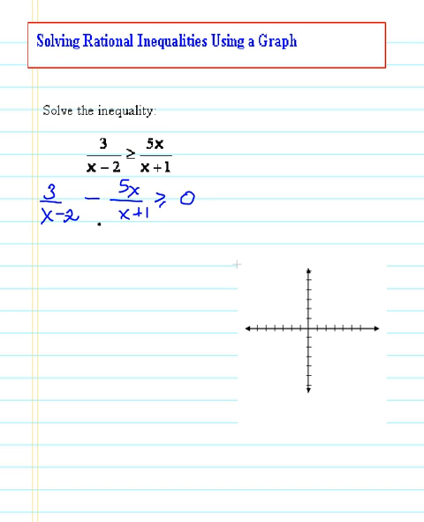Now we can do some of our thinking in advance. If we look at the denominators of these fractions, we know that x can't be 2 because that would make this function undefined, and we know that x can't be negative 1 because that would make this function undefined. So I am thinking that we're probably going to have vertical asymptotes at 2 and at negative 1. So I'm going to go ahead and draw a vertical asymptote at negative 1, and I'll do the same thing at 2. Now there is a possibility that one or both of those are holes in the graph, but it's fairly unlikely, and we'll know better when we graph.